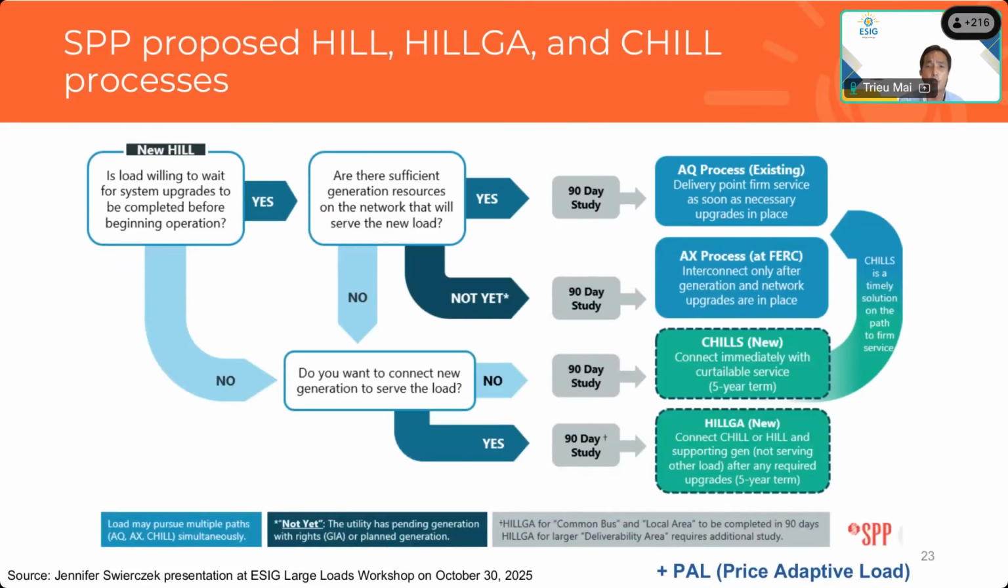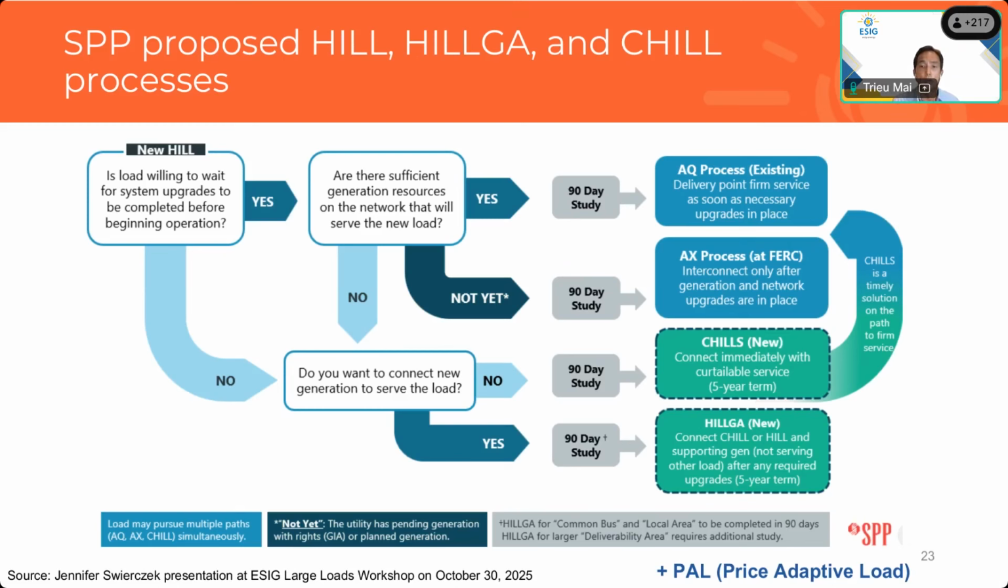As promised, the SPP proposal process, this is just an example. SPP presented this at our workshop last week. And you can see in this flow chart a few things. One is a very short 90-day study commitment on the interconnection side, as well as an ability on the HILLs. You can see in the first turquoise one here, an ability to connect immediately for curtailable service for a standard 5-year term with that conditional flexibility provision.